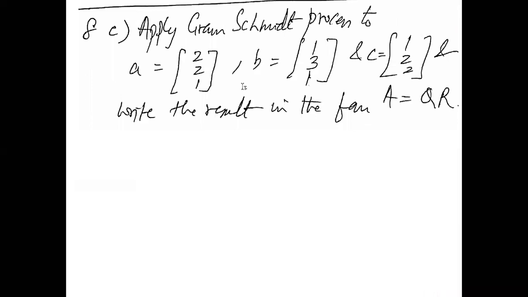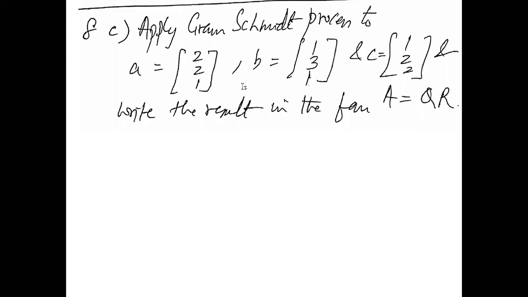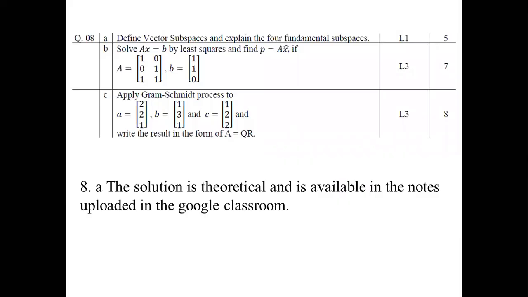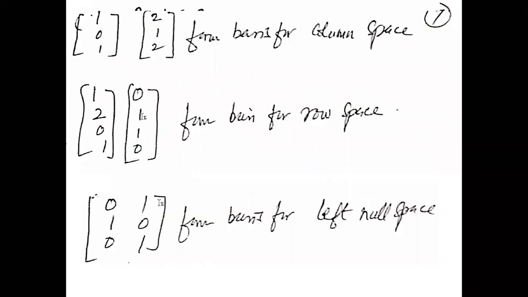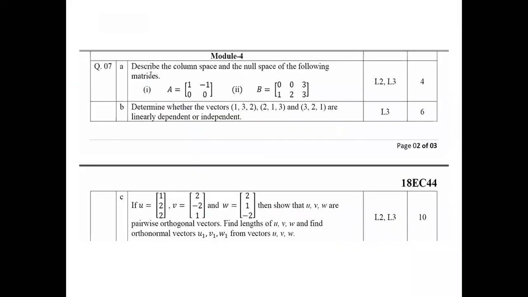And as I told you for 8C, I have already explained how to solve the GS procedure, so I have only given you the steps here. You can follow these steps and try to get your answer. So these are the solutions to module 4 questions which are asked in the VTU question paper. I am very sure that most of the questions will remain the same. The GS procedure is sure shot. So you should know exactly how to solve it.